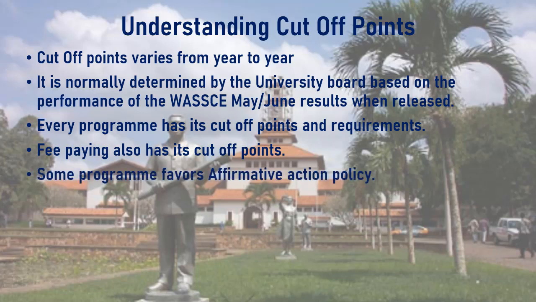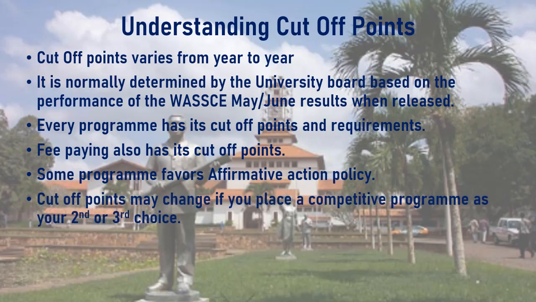Some programs favor an affirmative action policy, and this policy is to encourage female education in the university. So for instance, if you take a program like Bachelor of Arts, the cutoff point for Bachelor of Arts last year was 15 for males and 16 for females. So the affirmative action policy works with the Bachelor of Arts where 1 point is added to the females, so they stand a chance of meeting the cutoff point.